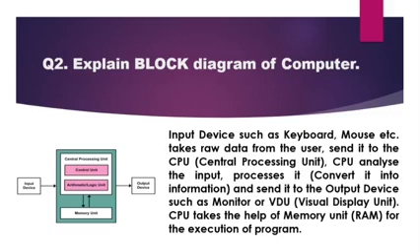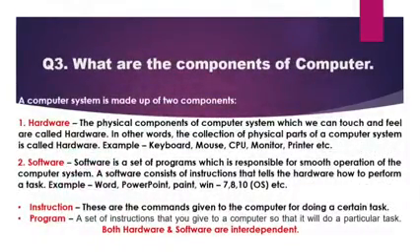About this block diagram, input device such as keyboard, mouse, etc. takes raw data from the user, sends it to the CPU, central processing unit. CPU analyzes the input, processes it, converts it into information and sends it to the output device such as monitor or visual display unit. CPU takes the help of memory unit for the execution of program.